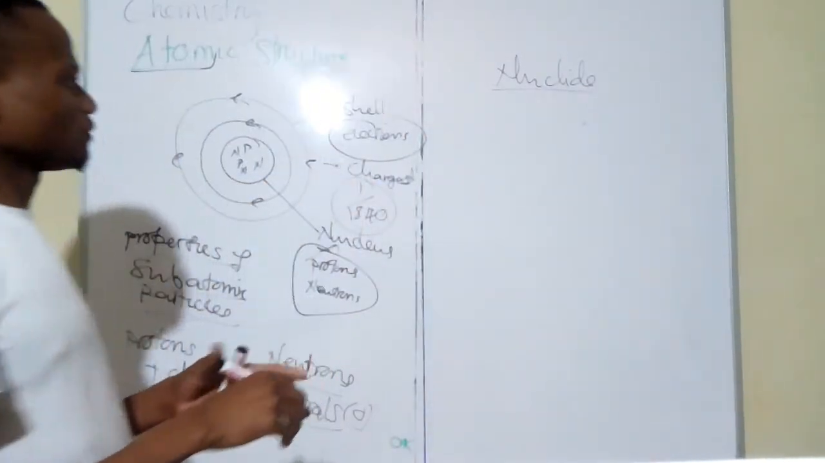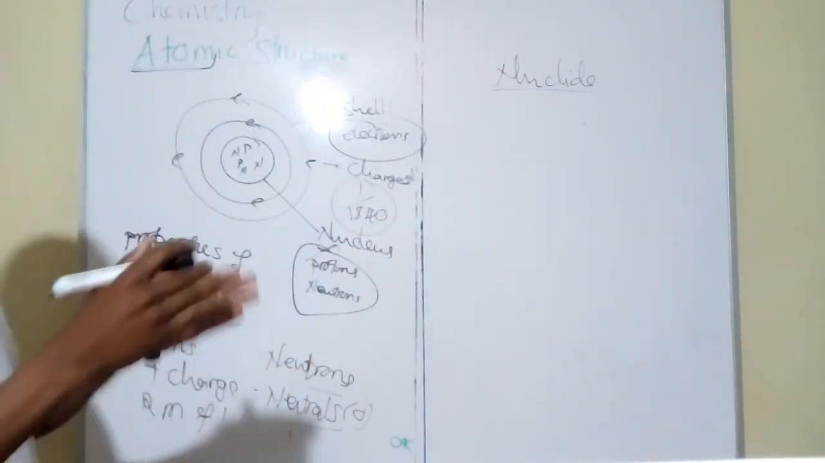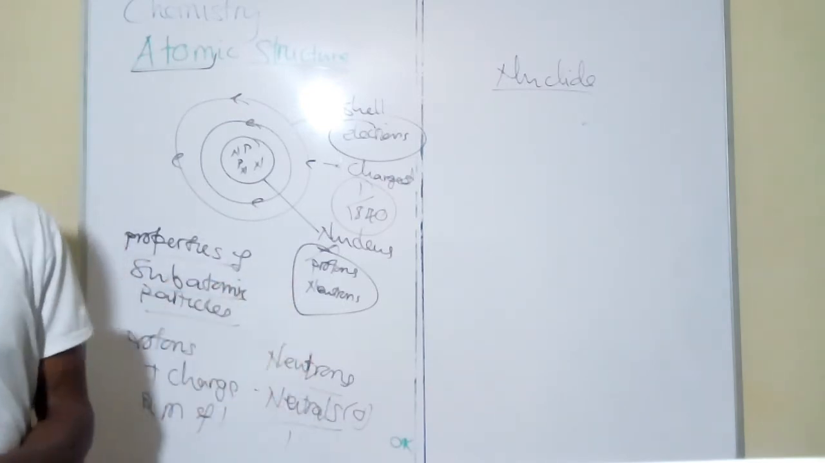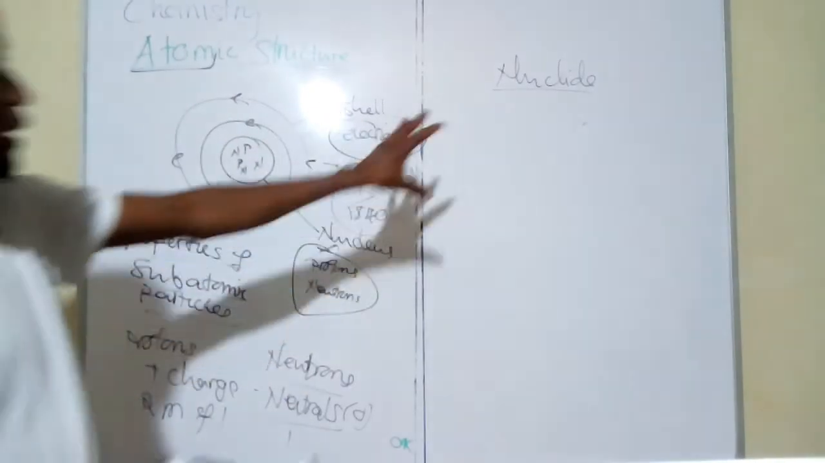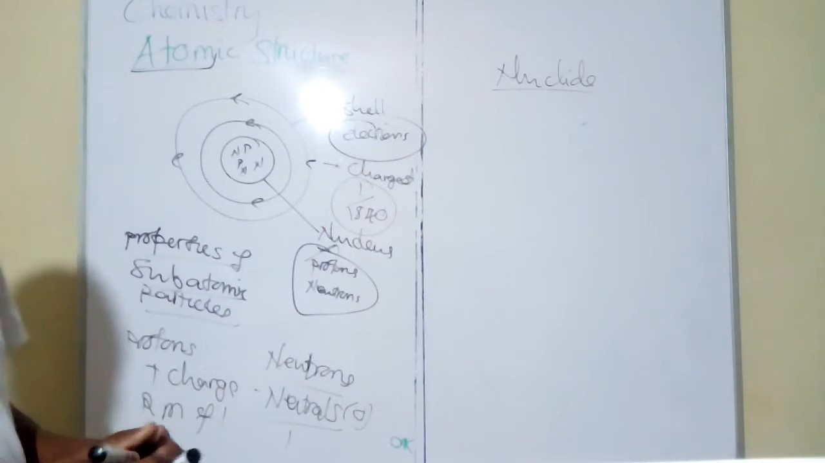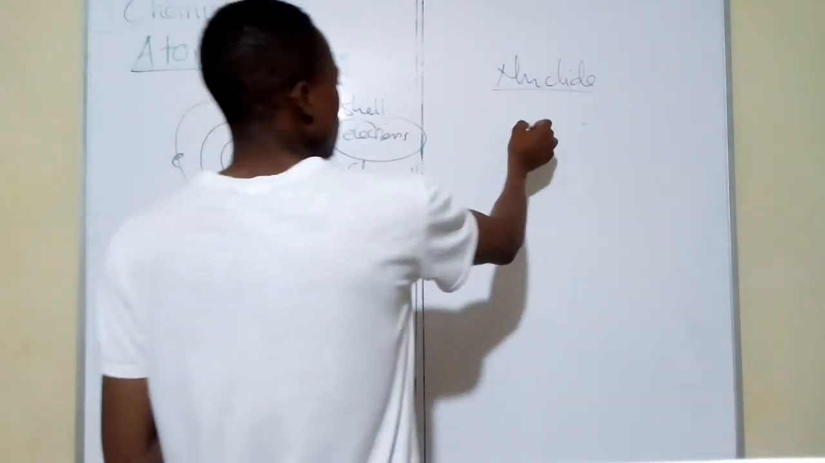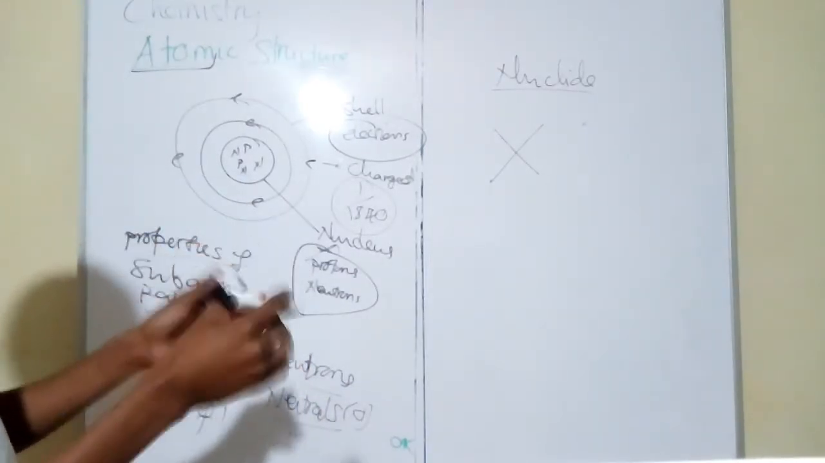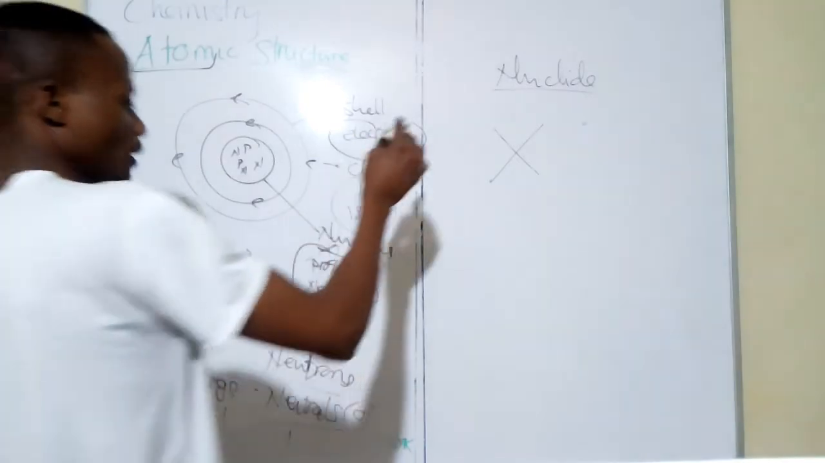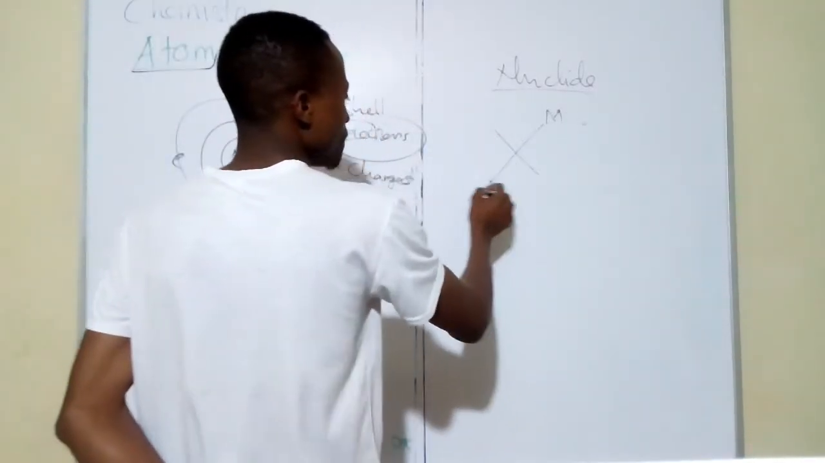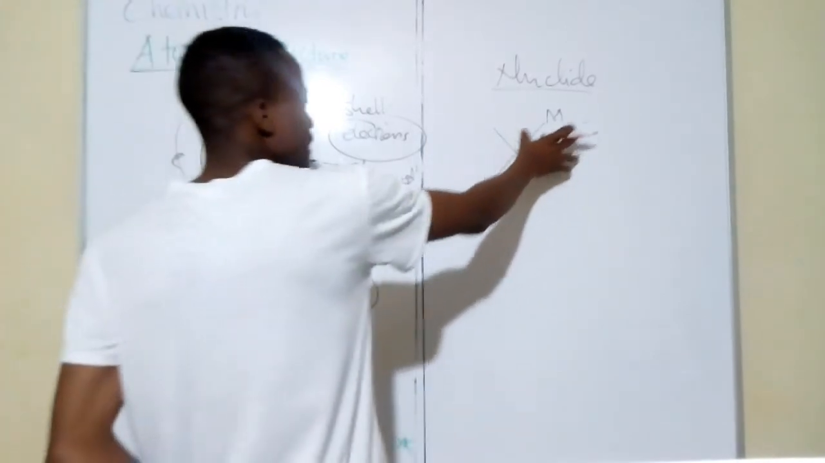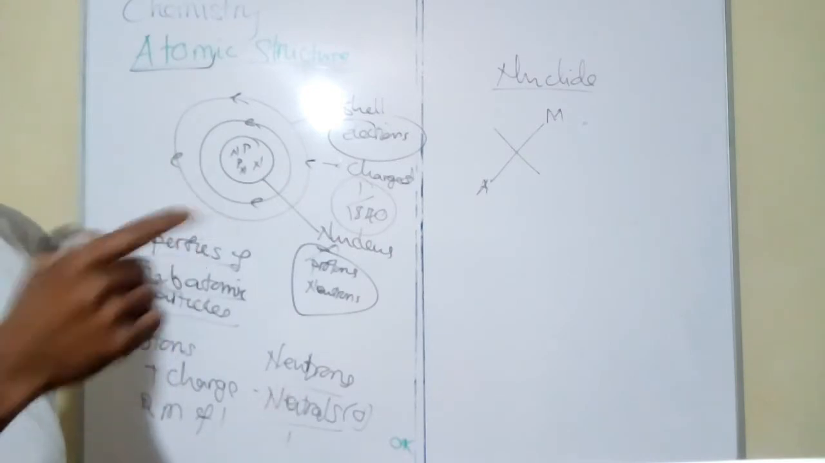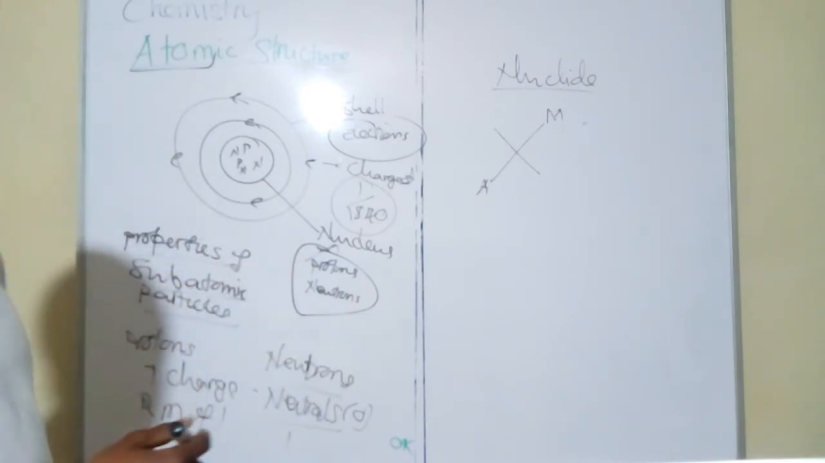The nuclide of an atom is a symbolic representation of an atom, where you use the symbol to represent the atom of an element. Let's say this is the symbol X. The X represents the symbol of an element. Then we have M there and we have A there. When you write an element like this, you have represented the element in nuclide form. They represent the symbolic representation of an atom.